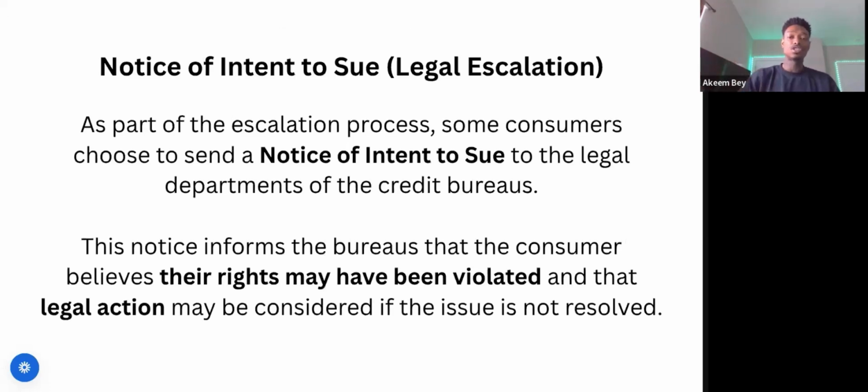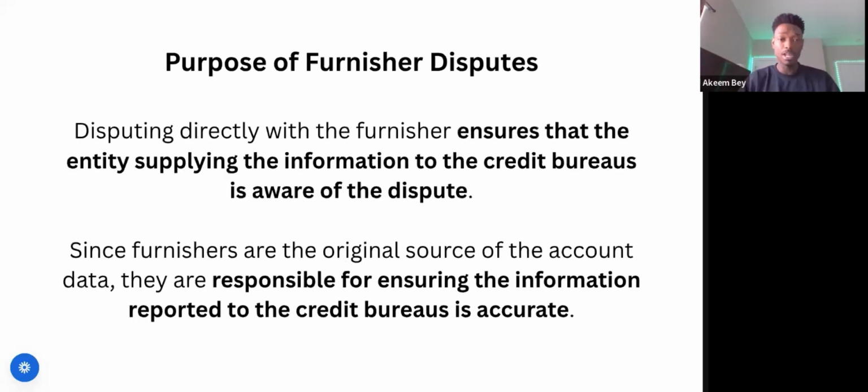Now, the notice of intent to sue for legal escalation. As part of the escalation process, you might want to send what's called a notice of intent to sue. There will be a sample letter included in the course for you, but this is going to help you escalate that dispute, and you're going to send it to the legal departments of the credit bureaus. So this notice informs the bureaus that you, the consumer, believe that your rights may have been violated, and that legal action may be considered if the issue is not resolved. So again, we just want to put that pressure on them.